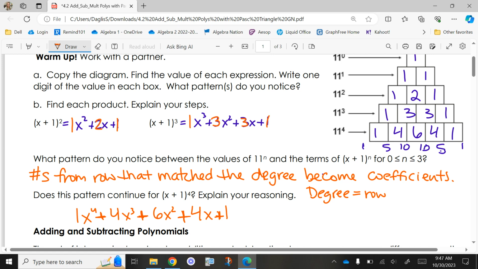Correct. Yep. Okay. So we're going to build off of this and we're going to do more with it later. We are going to do operations of polynomials today. So we're going to start off with adding and subtracting, and then we're going to build into multiplying. You've multiplied polynomials before. I know that.